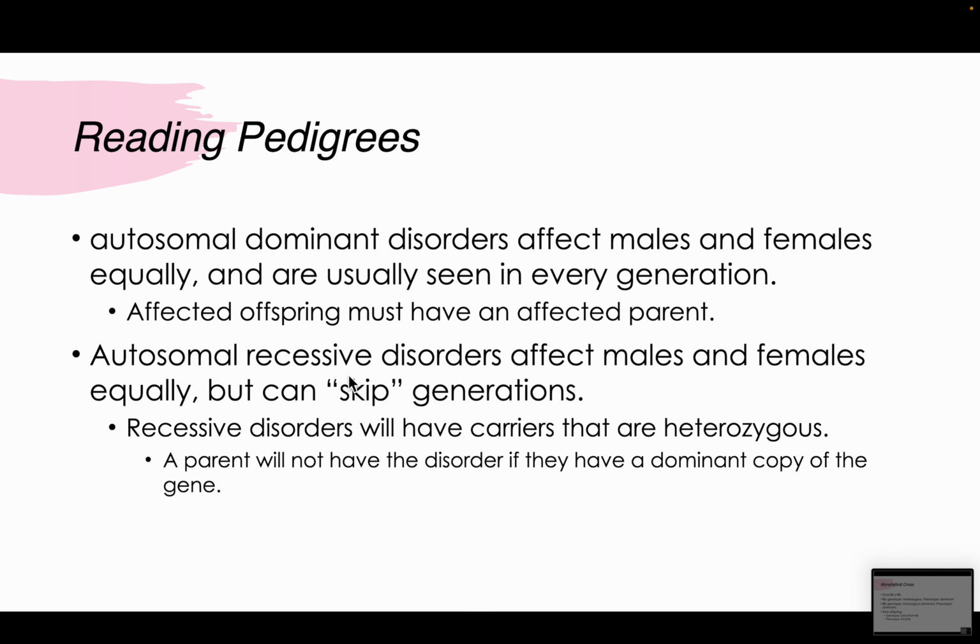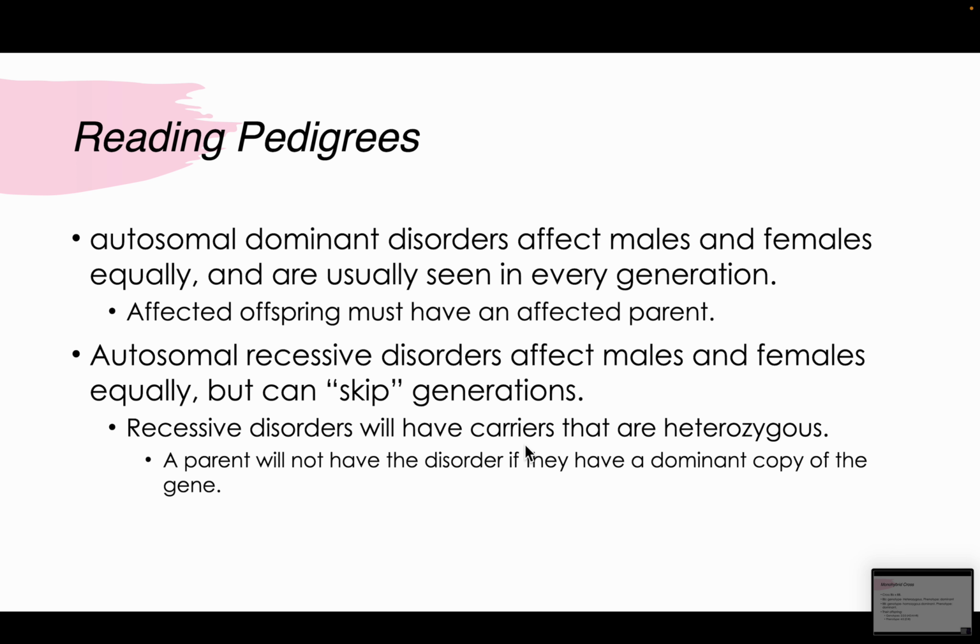An autosomal recessive disorder affects males and females equally, because remember, it's an autosome, or a non-sex chromosome, but it can quote-unquote skip generations. It does not necessarily skip, it just hides, because if we remember, recessive alleles will always hide to the dominant. So if it does skip a generation and reappears, whoever had the allele had a dominant copy that masked this version.